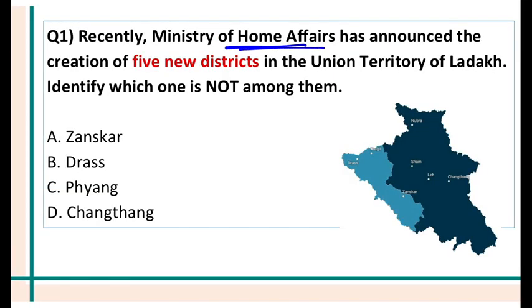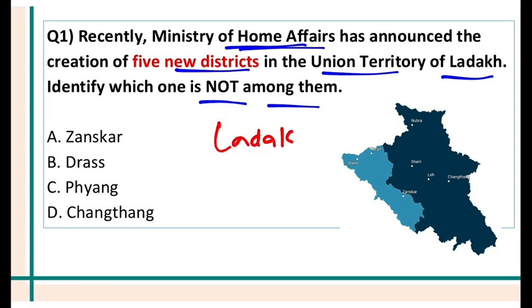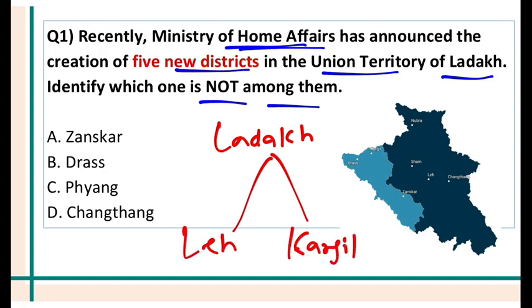Ministry of Home Affairs, they have announced the creation of 5 new districts in the Union Territory of Ladakh. Identify which one is not among them. Now, in Ladakh Union Territory, there were only 2 districts. One was Leh and one was Kargil, right? But now 5 more have been created. So Zanskar is one of them, Dras is one of them, Changthang is one of them, Phyang is not one of them.